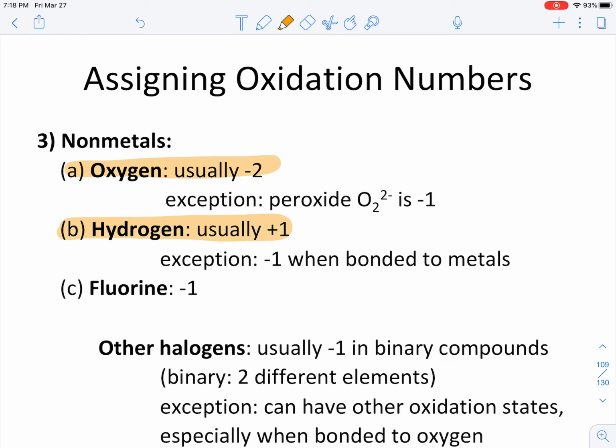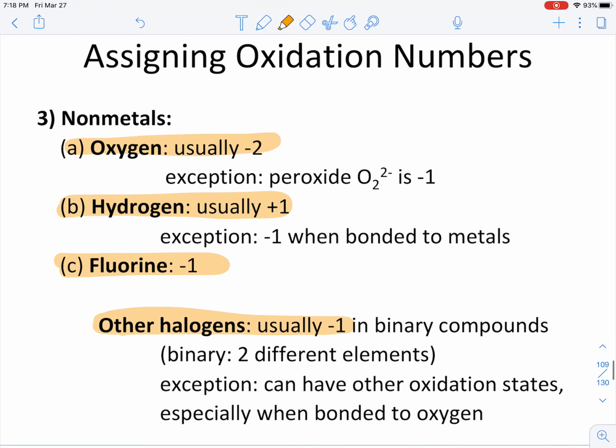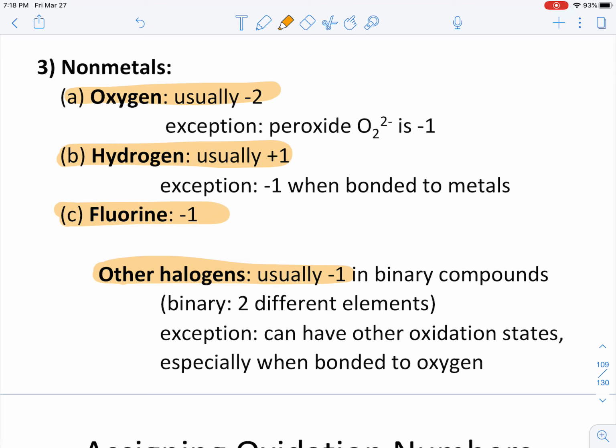Hydrogen, likewise, is going to be a +1 most of the time. There is a time where it could be a -1, but I'm going to tell you to treat it as a +1 unless you have a good reason not to. Fluorine will always take the -1, and the other halogens will usually be -1. However, sometimes they can change oxidation states, especially if they're bonded to oxygen. But what I'm going to tell you for now is treat them as if they have a -1 unless you have a good reason not to.